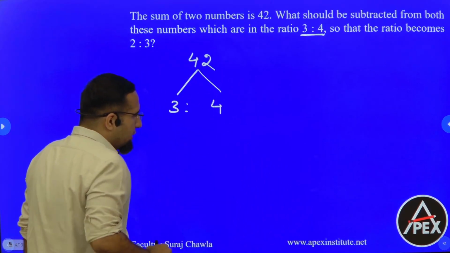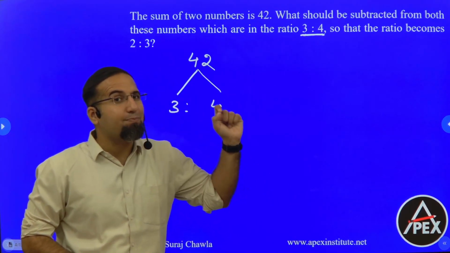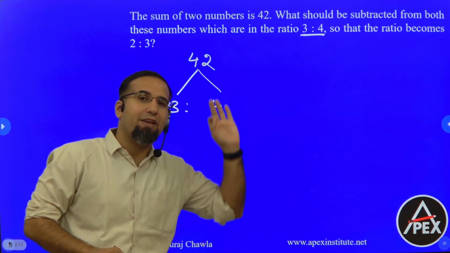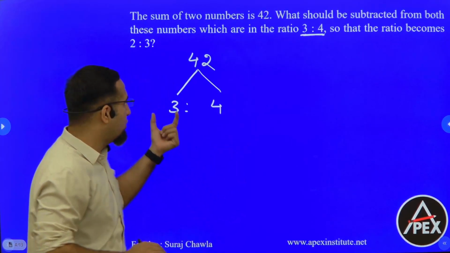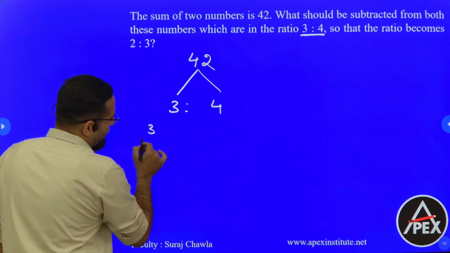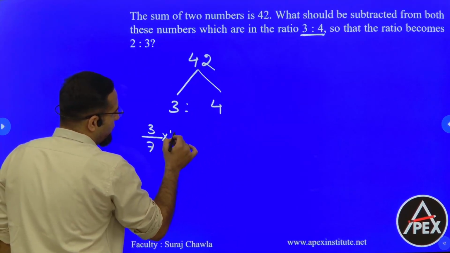अब रेशियो दिया हुआ है और टोटल दिया हुआ है. Which method is the best method, guys? When ratio is given and total is given, the best method is the fraction method. So the value of this becomes 3 divided by 3 plus 4. What is 3 plus 4? That is 7 of 42.